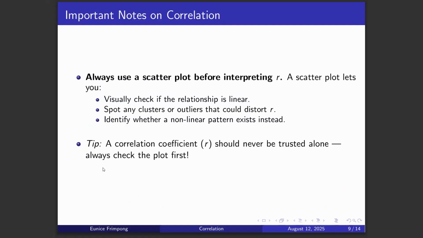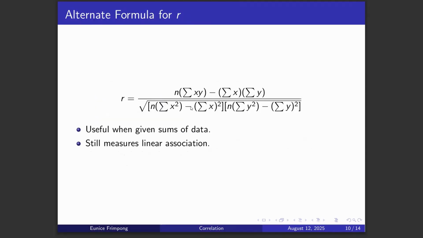Important notes also, always use a scatter plot before interpreting your R, because a scatter plot will allow you to visually check if the relationship is linear and also spot any clusters or outliers that could distort the value of R. It also helps you identify whether a non-linear pattern exists instead of a linear pattern. Now, correlation coefficient R should never be trusted alone. You should always check the plot first.